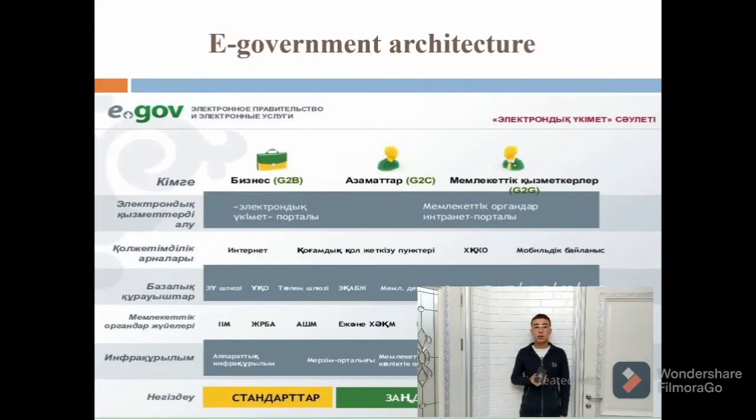E-government architecture: business, citizens, civil servants, access channels, the basic company system of government agencies, infrastructure, the e-government portal, government agencies, internet portal, internet public access points, mobile communication, gateway.